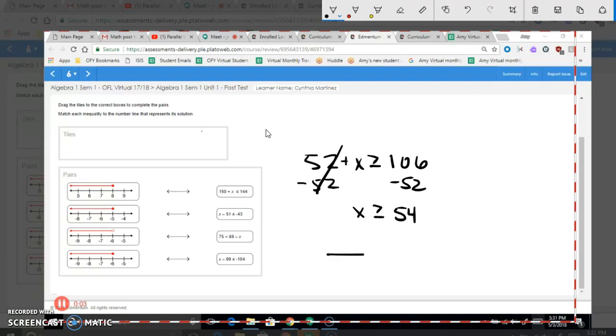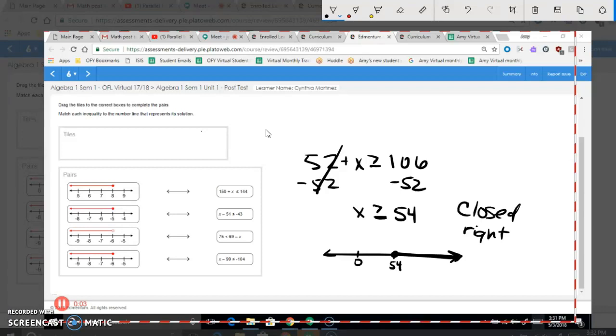And so what that would look like on your graph, on your number line, let's say this is 0, we'll say this is 54. Now, this is going to be a closed circle. It's closed because we have this equal sign under here. So we're going to have a circle here that is completely closed, and greater than means that it goes to the right. And so it'll be like that.